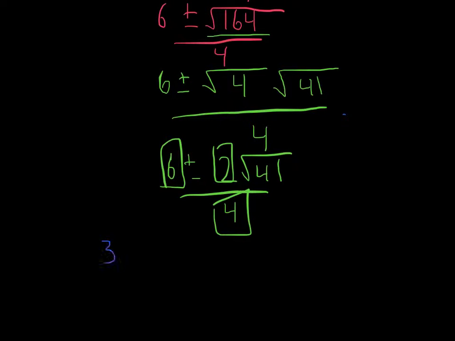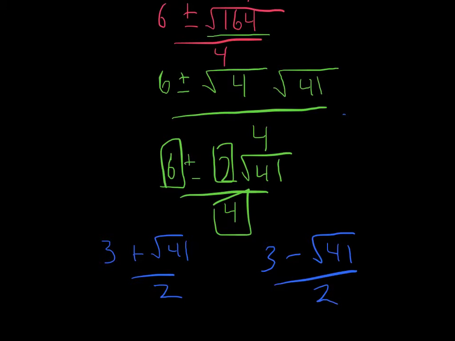of 3 plus square root of 41 over 2 and 3 minus the square root of 41 over 2. And that's in our simplest radical form. So we're just going to leave it like this for this example.